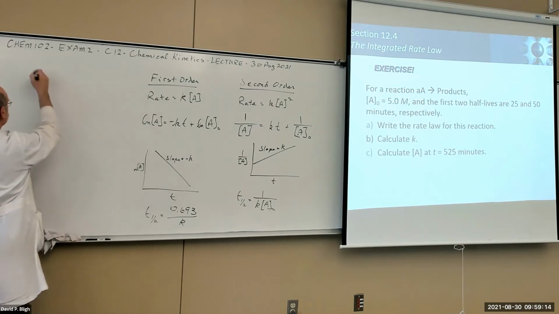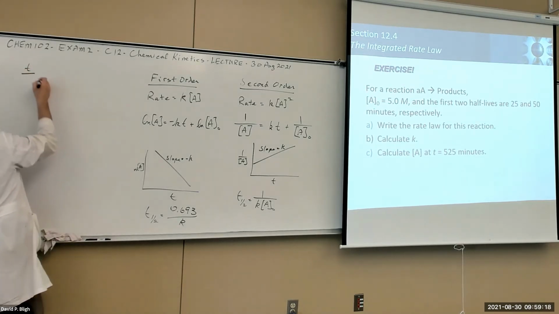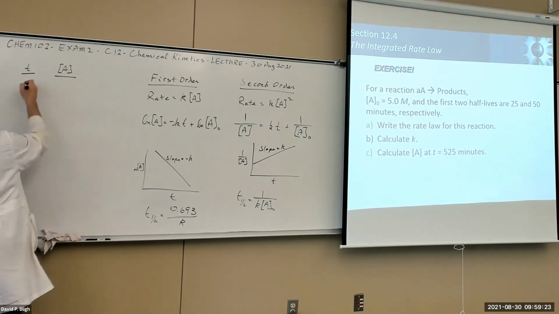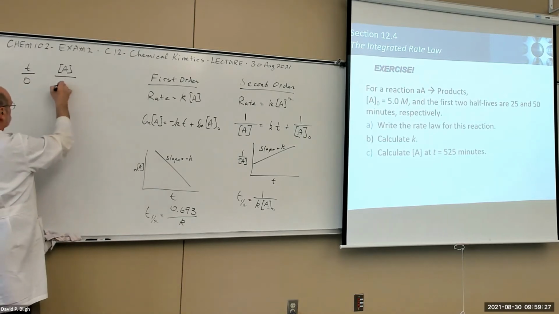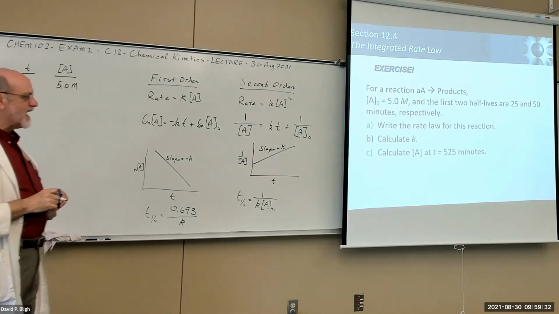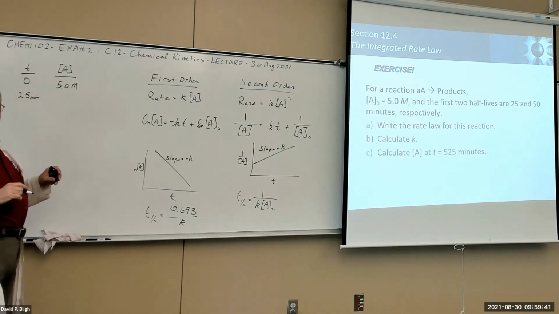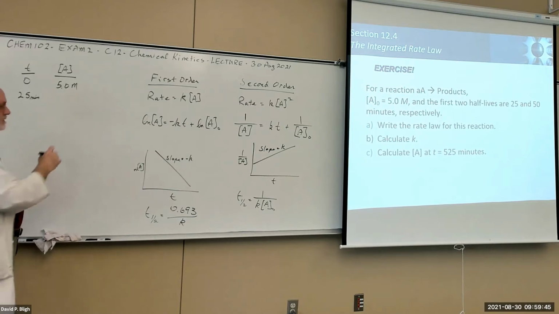So concentration of A, let's see. Let's put time first, and the concentration of A here. Right? So at 0 time, you start off with 5 molar. Okay? The first two half-lives are 25 and 50 minutes. So after 25 minutes, how much of this do you have left? Half of that, 2.5.